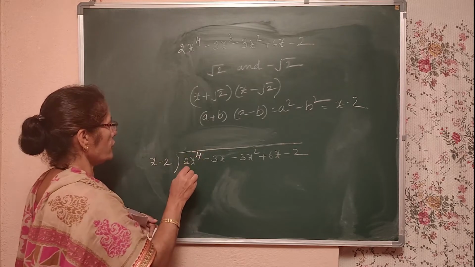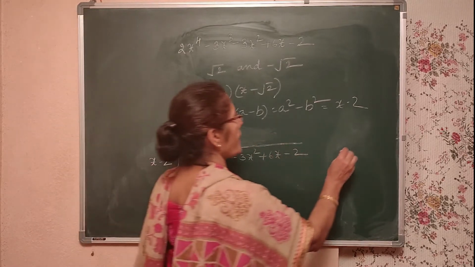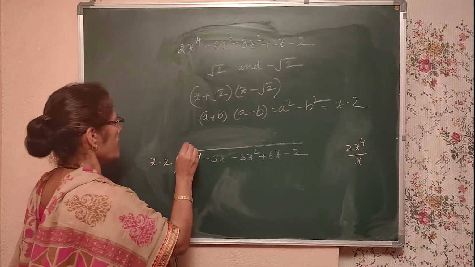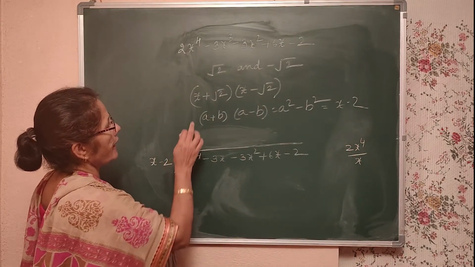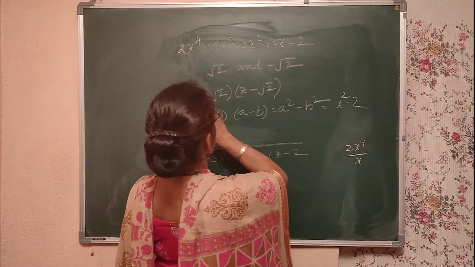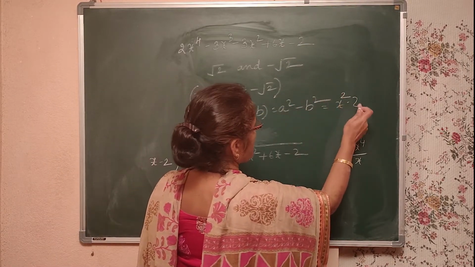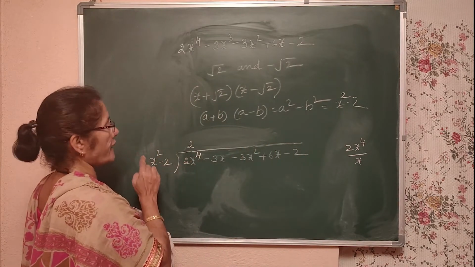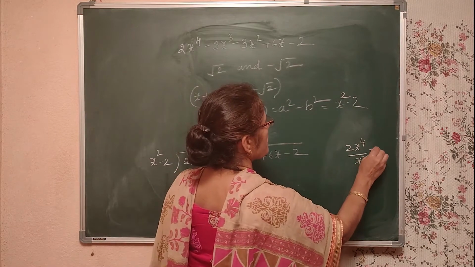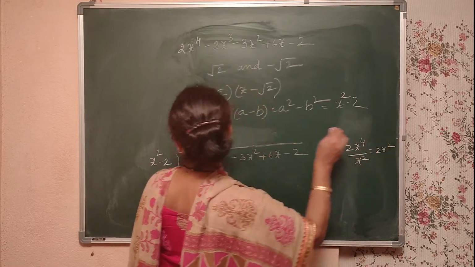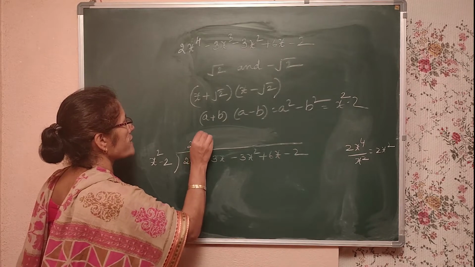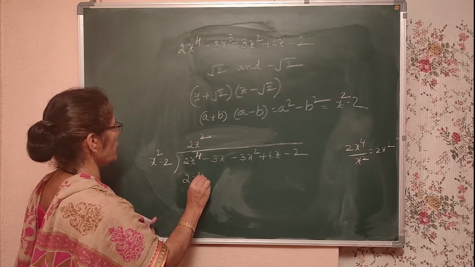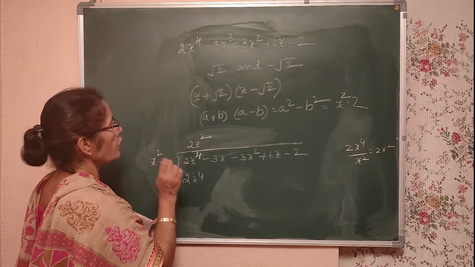So, now 2x to the power of 4 divided by x square. What do you get? x square minus 2, that is x plus square root of 2 into x minus square root of 2. So, x square minus 2. 2x to the power of 4 divided by x square, what is the answer? 2x square. So, my answer is here 2x square. 2x square into x square, 2x to the power of 4 minus 4x square.